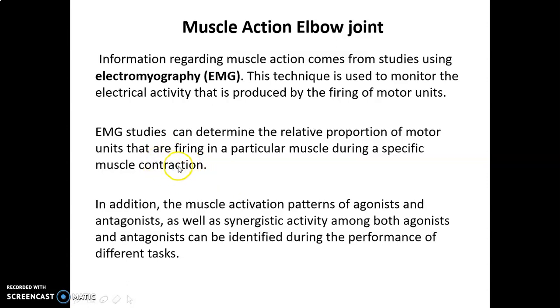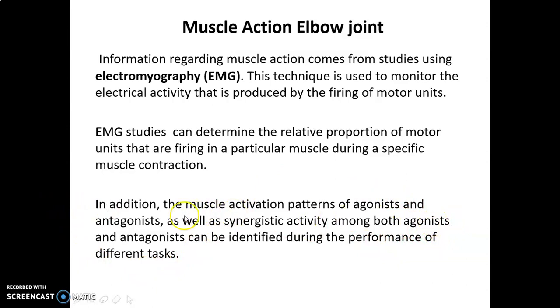There are various methods of EMG reading, but if you are using a very accurate method, a penetrating needle can also be used, so a particular area of a specific muscle fiber can be measured. This is a very effective method of identifying any muscular weakness, hyperactivity or inactivity. In addition, the muscle activation patterns of agonists and antagonists, as well as synergistic activity among both agonists and antagonists, can be identified during the performance of different tasks.